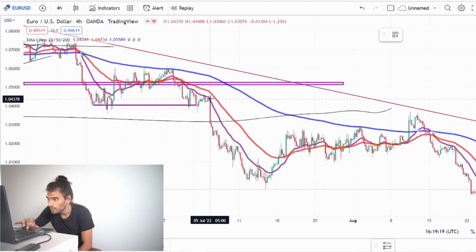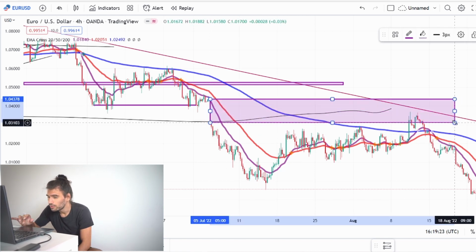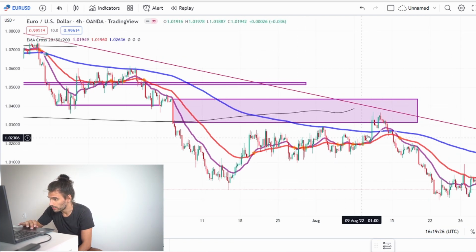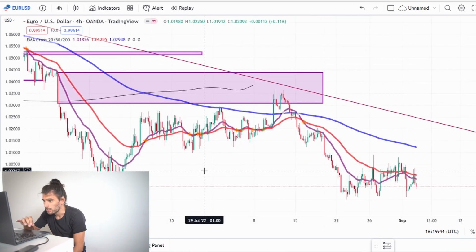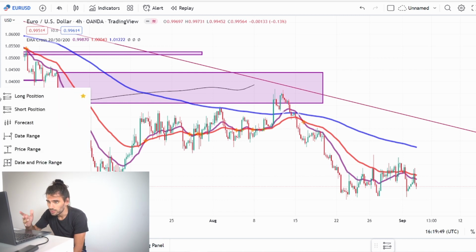And so what we want to do now is wait for a retest to come back into this area, and this is exactly what happened here. And so now once we are back in this area, we don't want to just go for a straight entry.